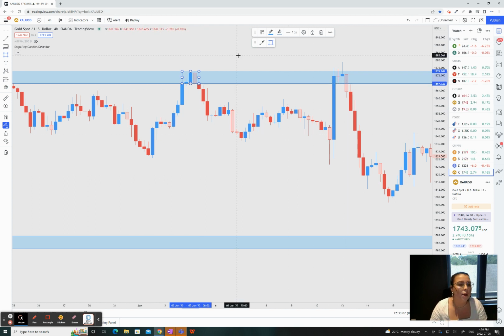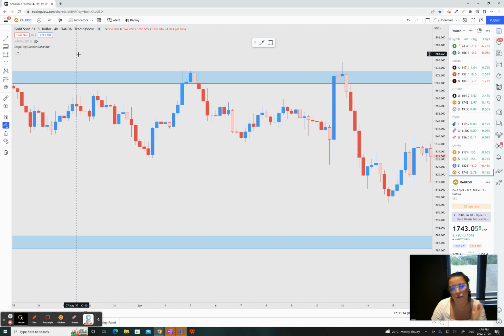That part's easy, but we need to validate this zone. So I need to see 3 wick touches or 3 touches when we go back. Okay. In order to know that this zone is valid.